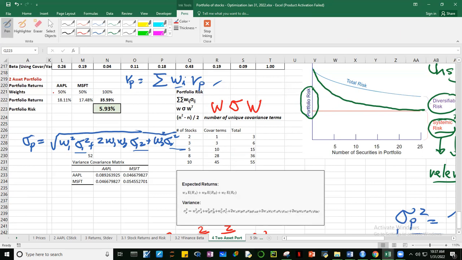Ano yung size itong matrix natin ito? When I say size, anong size ng rows, anong size ng columns? So this is 1 row by 2 columns. Ito namang variance covariance natin, this is 2 by 2. Okay? And then this one, weight transpose.